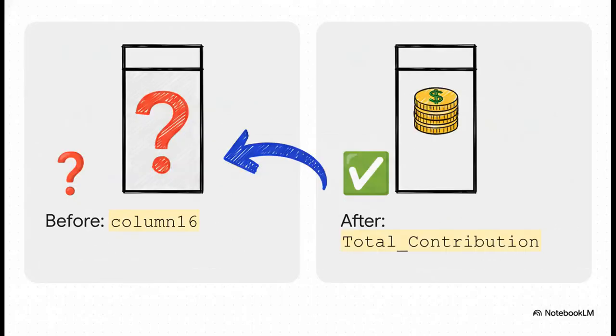Now, this might seem like a small, tiny step, but it is absolutely vital. We need to make the data readable for humans. I mean, come on, nobody knows what column 16 means. But when we rename it to something meaningful, like total_contribution, the final result is instantly understandable. It is all about clarity.